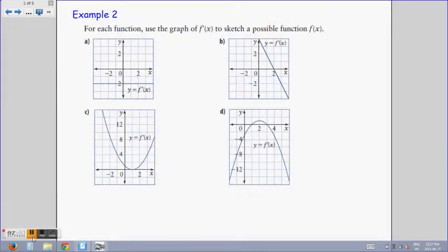Example number 2. For each function, we want to use the graph of f prime at x to sketch a possible function f at x. So what they're actually giving us in each of these graphs is f prime at x, so our derivative. Okay, so we want to go backwards. We want to sketch an original function. Now it does say sketch, so it doesn't have to be completely accurate.